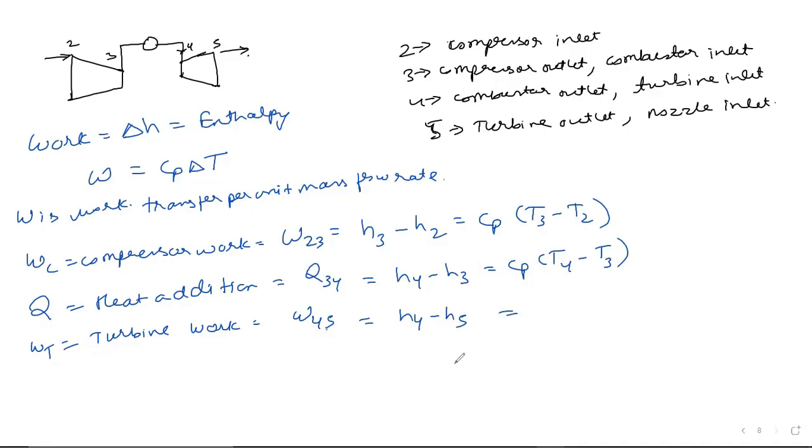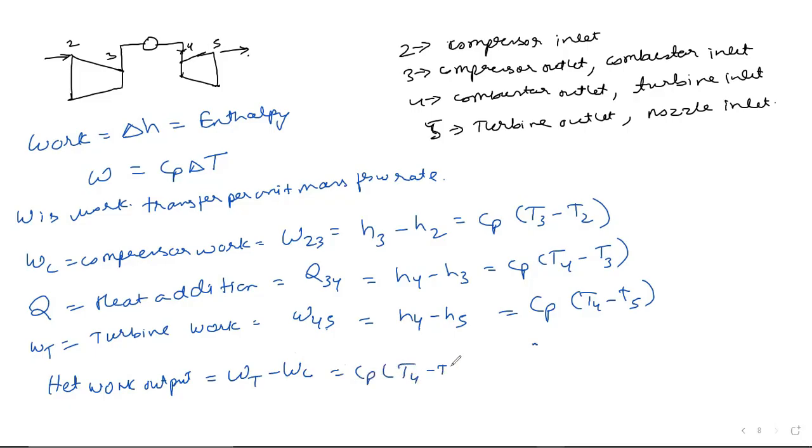Basically, we always discuss from higher energy to lower energy. In 2, 3, 3 has the high energy, 2 has the low energy, so that's why 3 minus 2. But in 4, 5, 4 has the high energy, 5 has the low energy, so 4 minus 5. So it will be Cp (T4 minus T5). Now net work output, I told you in the previous slide also, is Wt minus Wc. That means Cp (T4 minus T5) minus Cp (T3 minus T2). That is basically net work output.